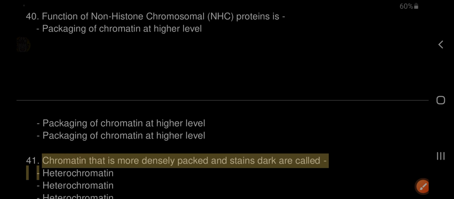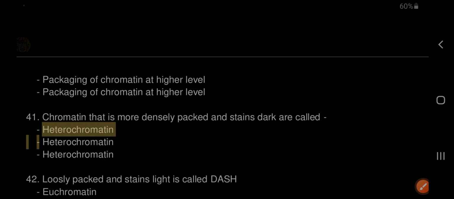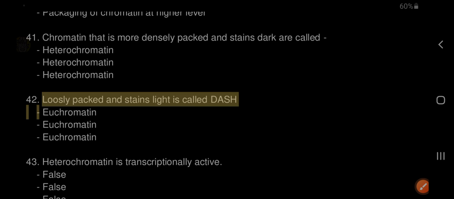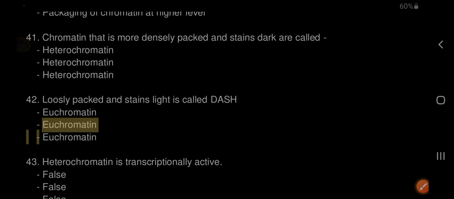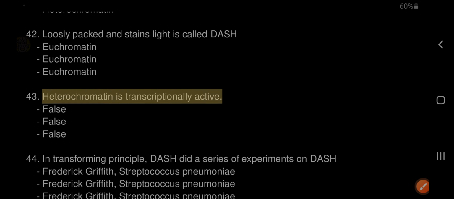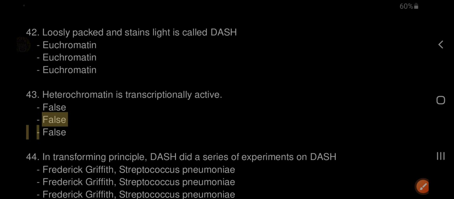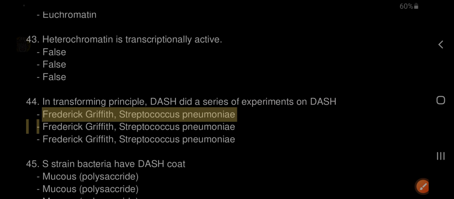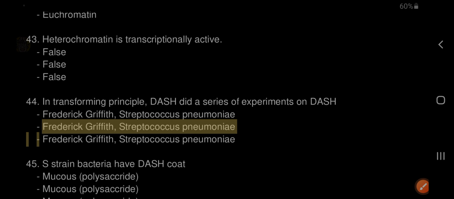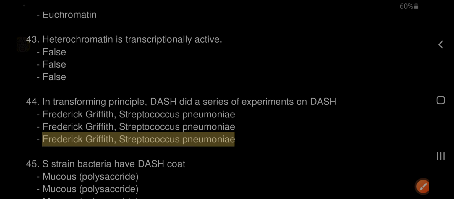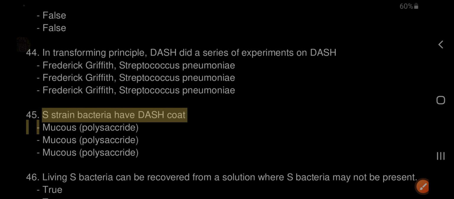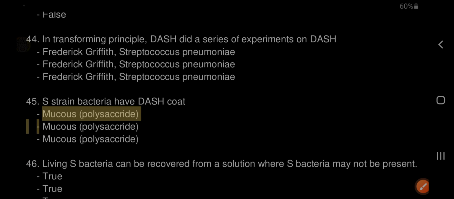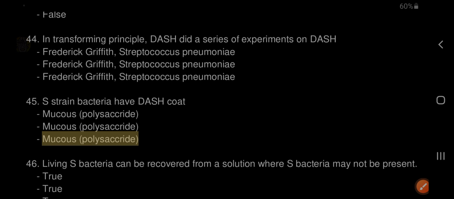41. Chromatin that is more densely packed and stains dark is called heterochromatin. 42. Loosely packed chromatin that stains light is called dash. Euchromatin. 43. Heterochromatin is transcriptionally active. False. 44. In transforming principle, dash did a series of experiments on dash. Frederick Griffith, Streptococcus pneumoniae. 45. S-strain bacteria have dash coat. Mucus polysaccharide. 46.